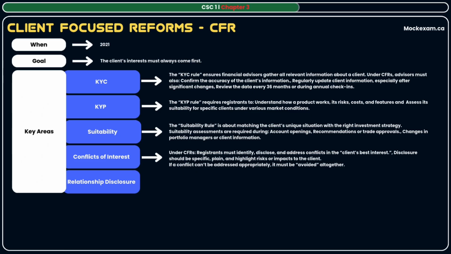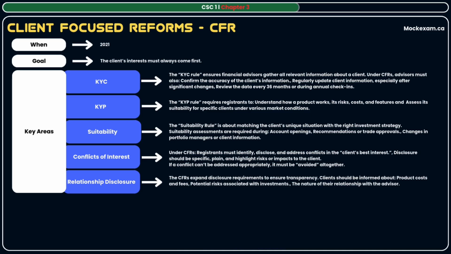The other new area was relationship disclosure. The CFRs expand disclosure requirements to ensure transparency. Clients should be informed about product costs and fees, potential risks associated with investments, and the nature of their relationship with the advisor.